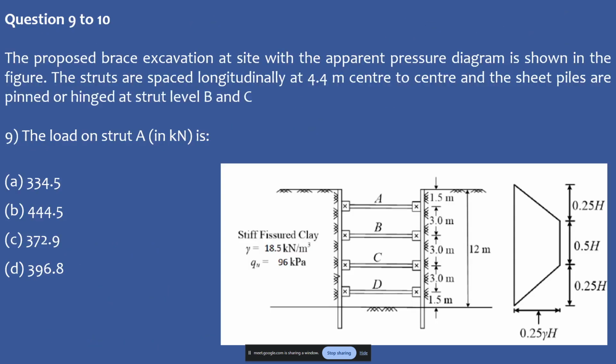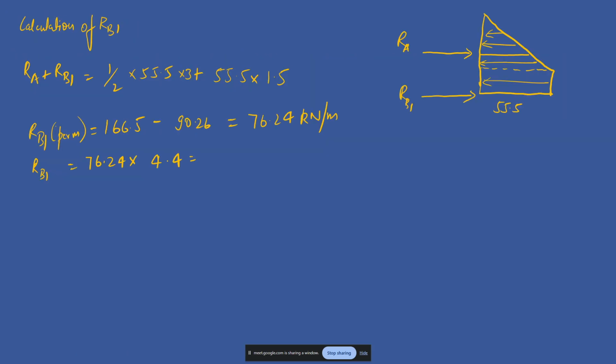So RB1 total will be 76.24 into 4.4, right? How much is it coming? It's basically 335.456 kilonewtons. Now for the calculation of RB2, sir, not C, sorry, RB2.